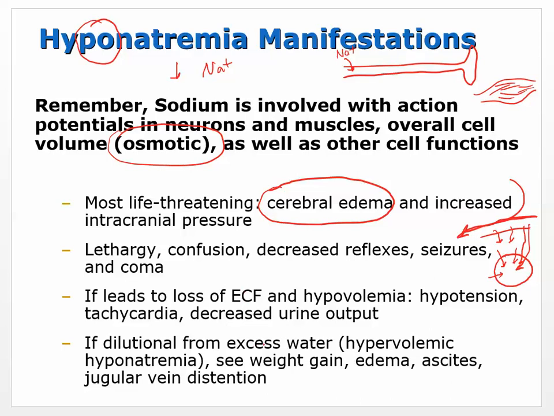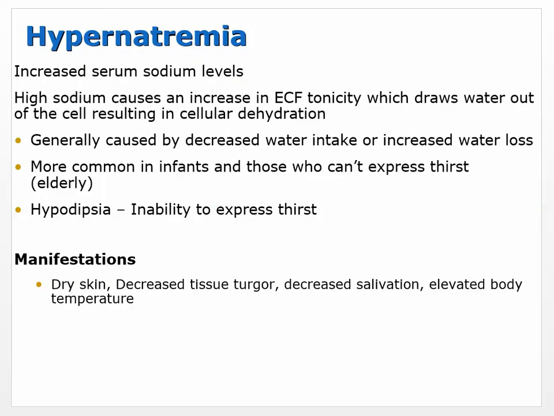If dilutional from excess water, you'll see weight gain, you'll see edema, ascites. Ascites is just a collection of fluid. Normally we talk about that happening in the peritoneal cavity. It can also happen in the liver, but ascites is just an increase in fluid in a certain area. And jugular vein distension, so that's something you can actually view. You can look at the jugular vein, and if it's distended, then that may mean that there's too much water, or that fluid is not being handled the way that it needs to be handled.